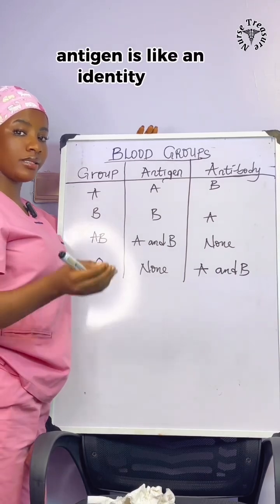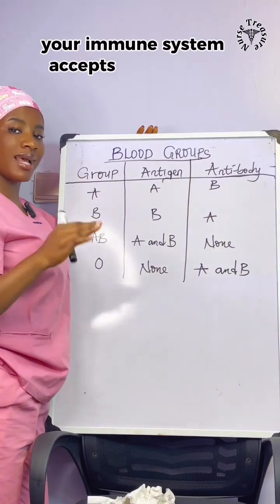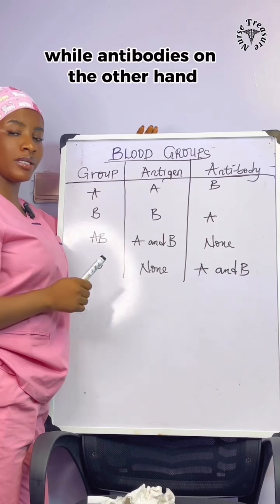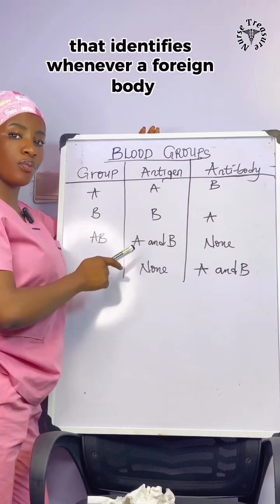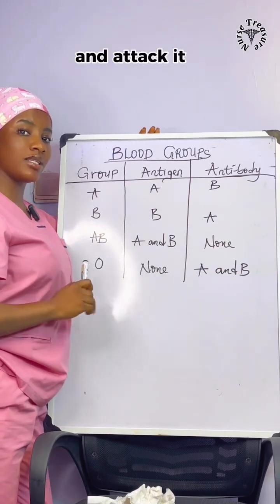Antigen is like an identity card. It tells your body, this is me. Your immune system accepts it and does not attack it. While antibodies, on the other hand, are like soldiers or bodyguards that identify whenever a foreign body or a different antigen enters your body system and attack it automatically.